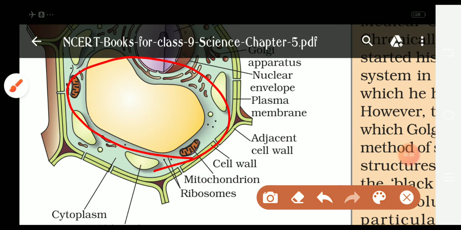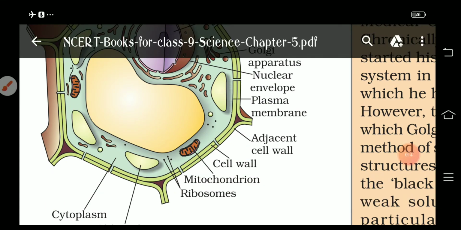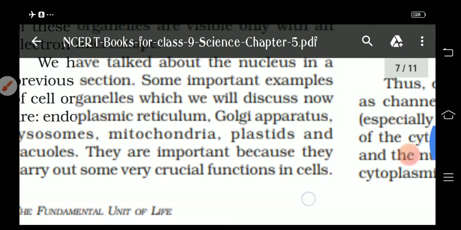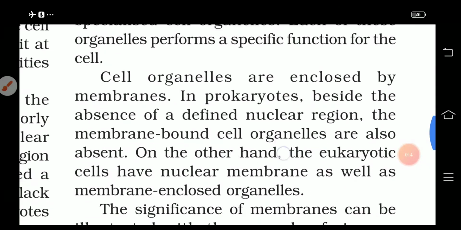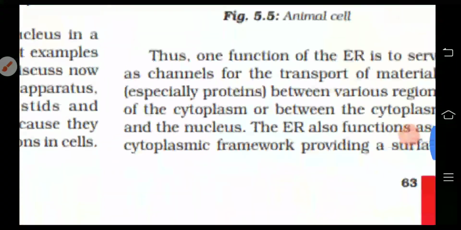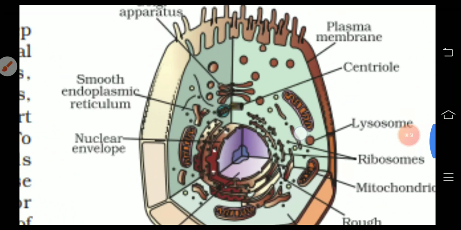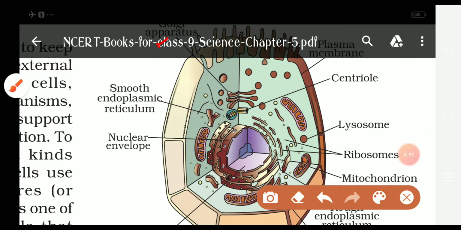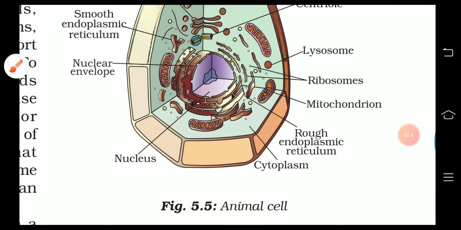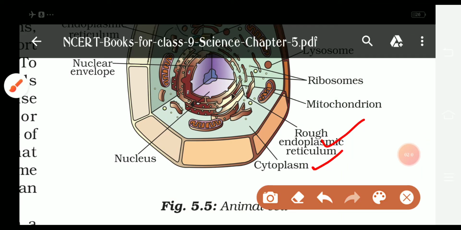Now students, let's come to see the diagram of the animal cell given in your book. Students, you can see that in the animal cell these structures are present: Golgi apparatus, smooth endoplasmic reticulum, centrioles, plasma membrane, lysosomes, ribosomes, mitochondria, nuclear envelope, and here rough endoplasmic reticulum, cytoplasm, and nucleus.